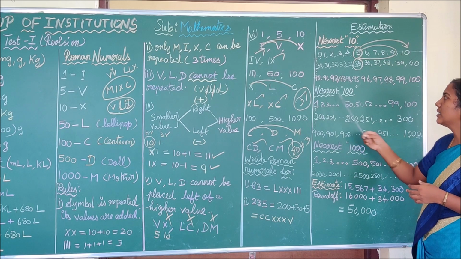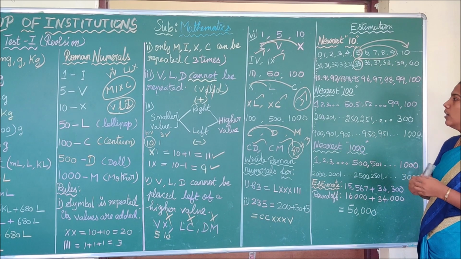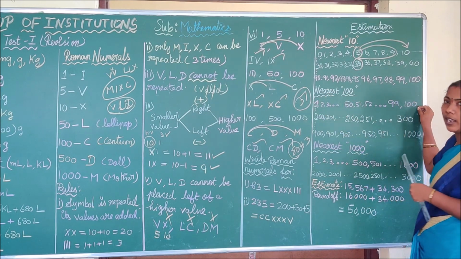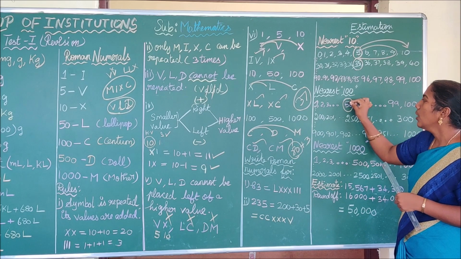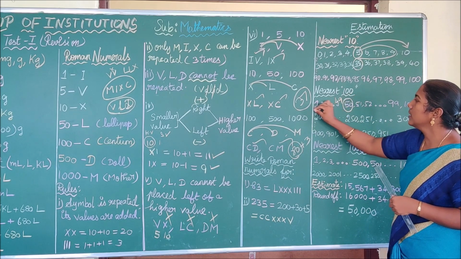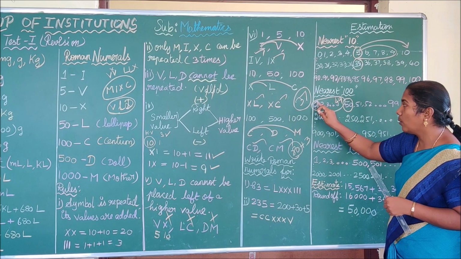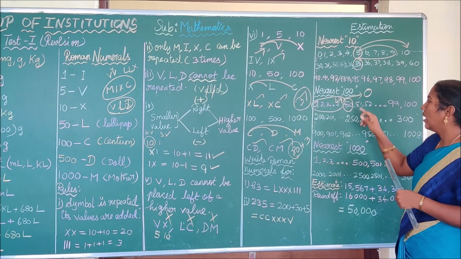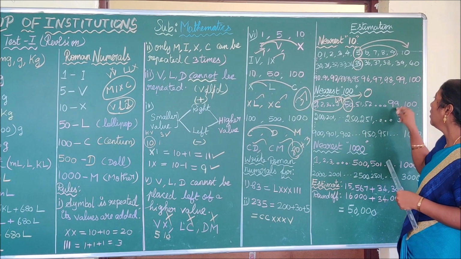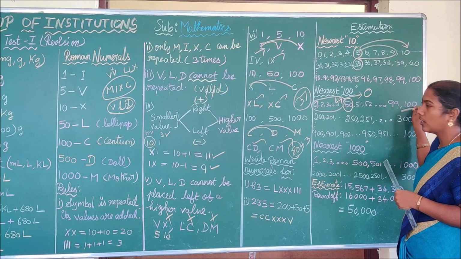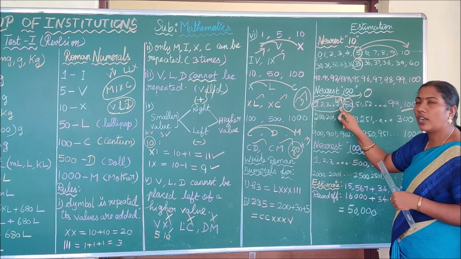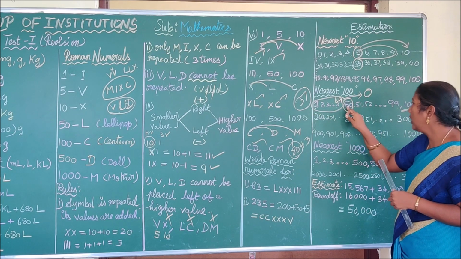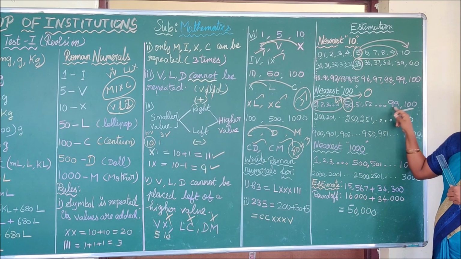See here, nearest 100. For nearest 100, first you have to consider a set of 100 numbers. First I am considering 1 to 100 and our middle number is 50. Before 50 you have 49. Thus the numbers from 1 to 49 are rounded off to 0 and the numbers from 50 to 99 are rounded off to 100. Clear, children? That is, numbers from 1 to 49, before 50, are rounded off to 0 and numbers from 50 to 99 are rounded off to 100.